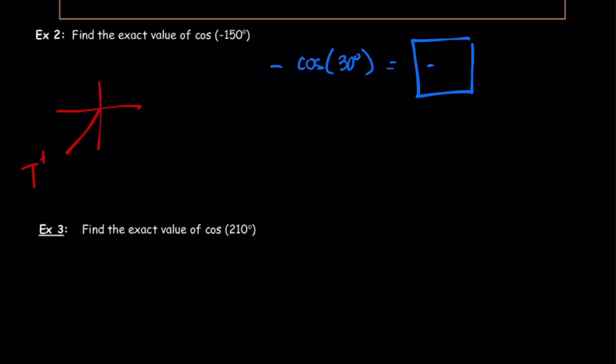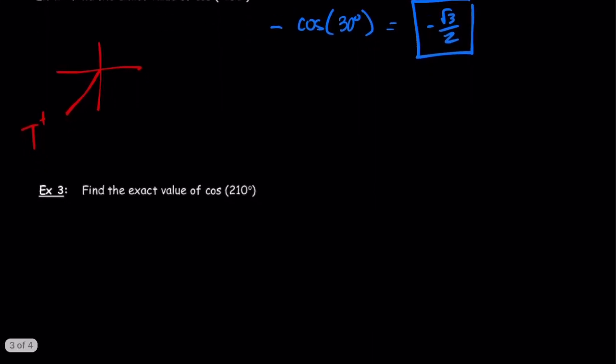I know cosine of 30 is square root 3 over 2 from the triangle. So that's my final answer. The more you know your reference angles, your exact trig ratios, and your quadrants, the faster this becomes. But I still need to show a little bit of work.